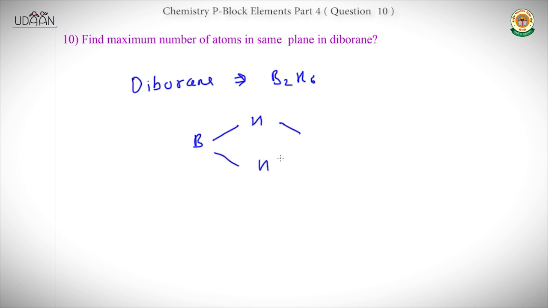It has 3 center 2 electron bonds. Then these wedge and dash structures.